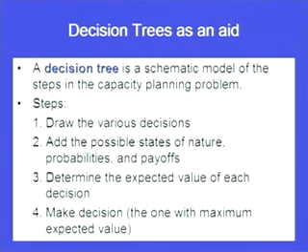So a decision tree is a schematic model of the steps in the capacity planning problem, which I have already told. The steps involved are: draw the various decisions, add the possible states of nature, probabilities and payoffs. This can involve the risks also. Determine the expected value of each decision and choose the one with maximum expected value. So this gives us one direction in which decision trees can be used. Now let us solve a problem using decision trees. We will first go through the problem and then see the solution.